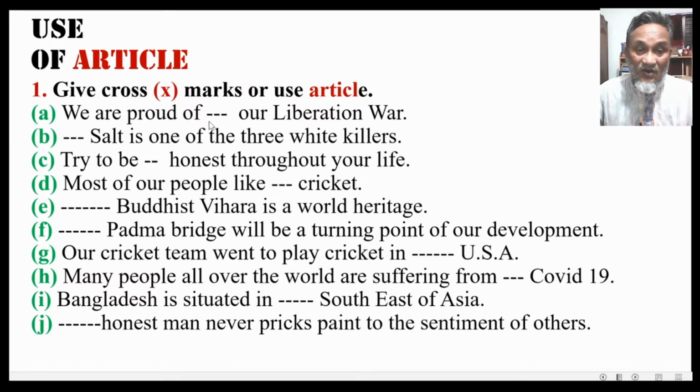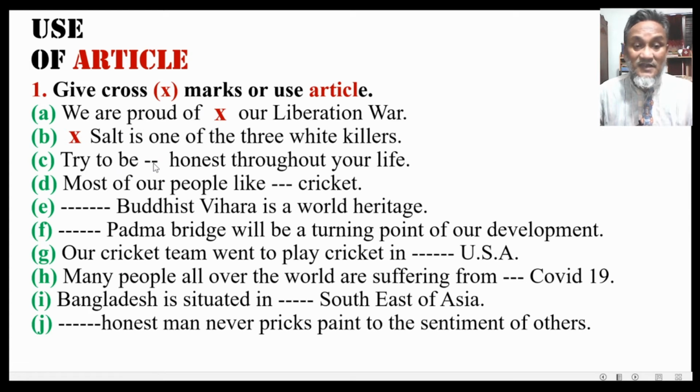We are proud of dash liberation war. What article should we use here? We use a cross here because before a possessive pronoun we don't use any article. Dash salt is one of the three white colors. What article? We use a cross here because salt is uncountable. Because before an uncountable noun we don't use a or an article.